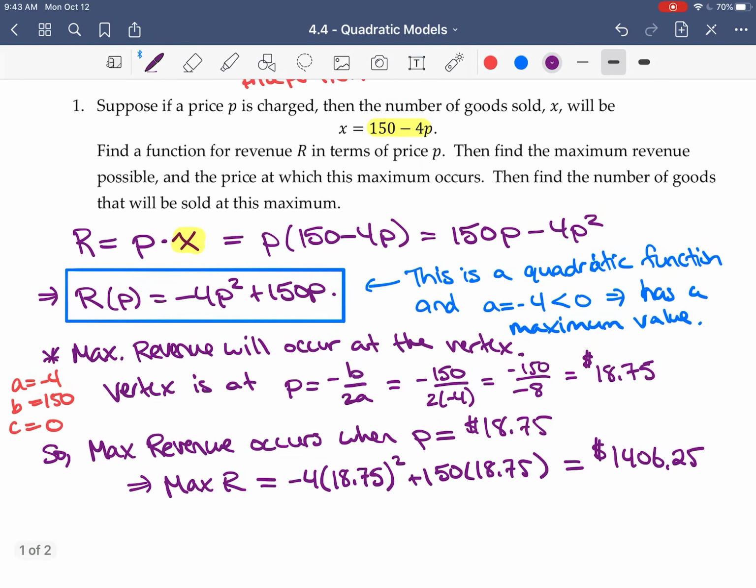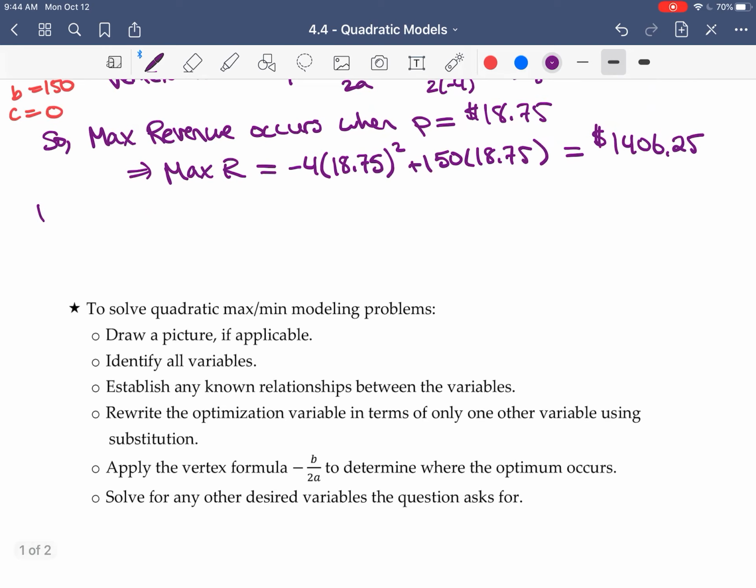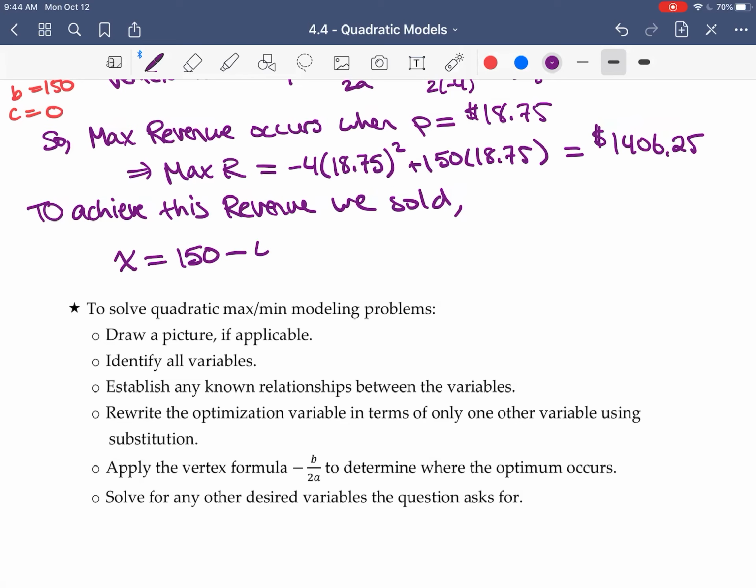Then it also wants to know how many goods will be sold at this. How many goods did we sell? To achieve this revenue, we sold, so now we want to plug into X. Remember X was 150 minus 4P. So it's going to be 150 minus 4 times 18.75. If you compute that, you get 75. So we sold 75 items. That answered all the parts there.